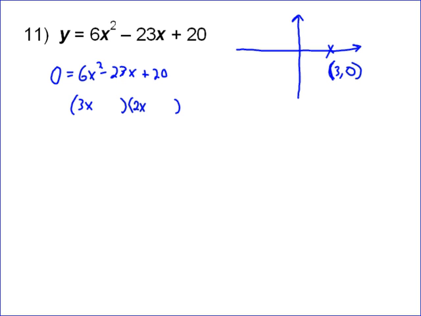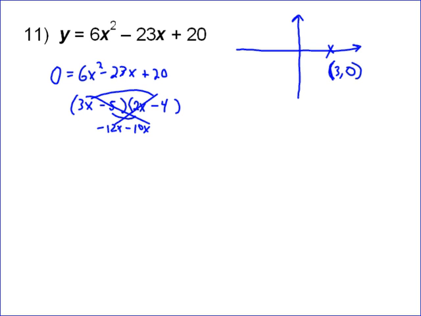And then I need to get a positive 20, but a negative 23. So I need a negative times a negative. So I'm going to just see about a negative 5 and a negative 4. And when I check this, I can see that 3x times negative 4x is negative 12. Negative 5 times 2 is negative 10. So negative 12x minus 10x is negative 22, which isn't what I needed. So that factoring didn't work.